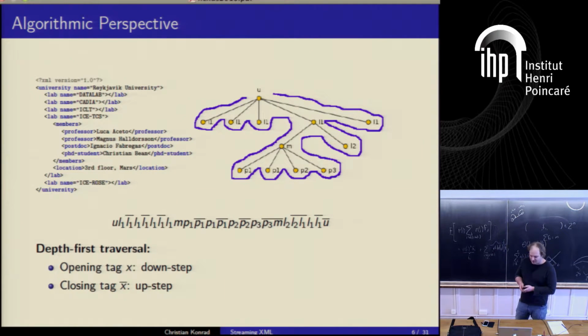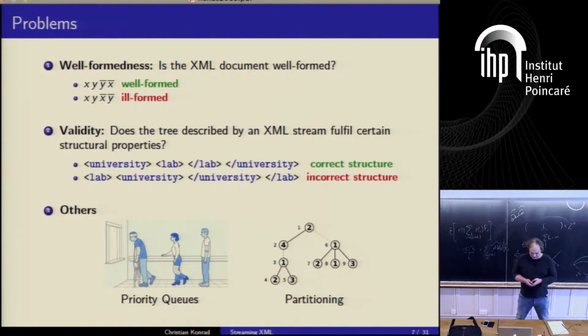So the type of problems I want to consider are a very fundamental problem, which is the problem of well-formedness. So first of all, we want to know whether this one is well-formed because an opening tag X, Y will be closed in the right order, while this one wouldn't be well-formed because here we have Y and it would be closed by an X, which is not what we want essentially. So we want to figure out whether the underlying XML file has this property or not.